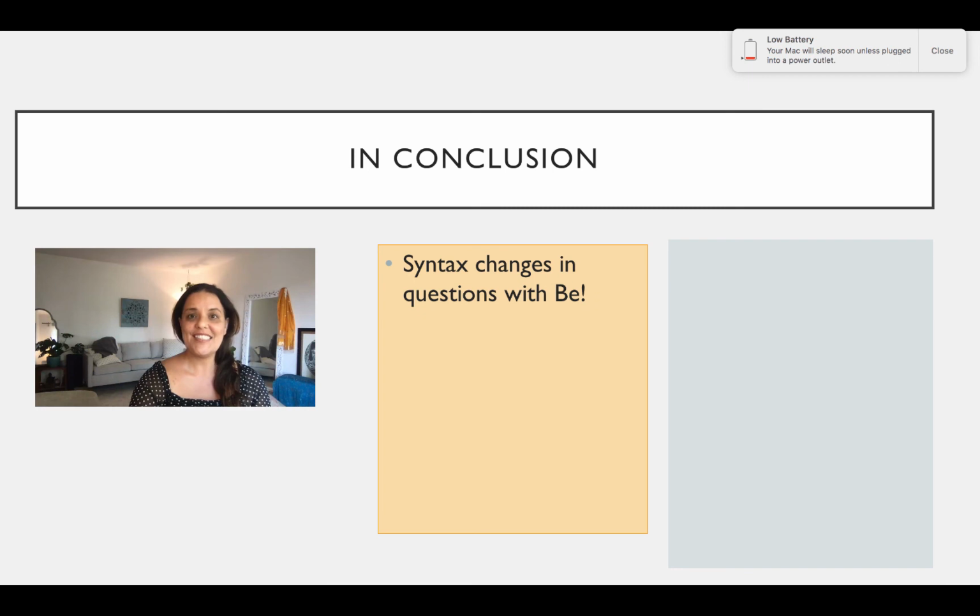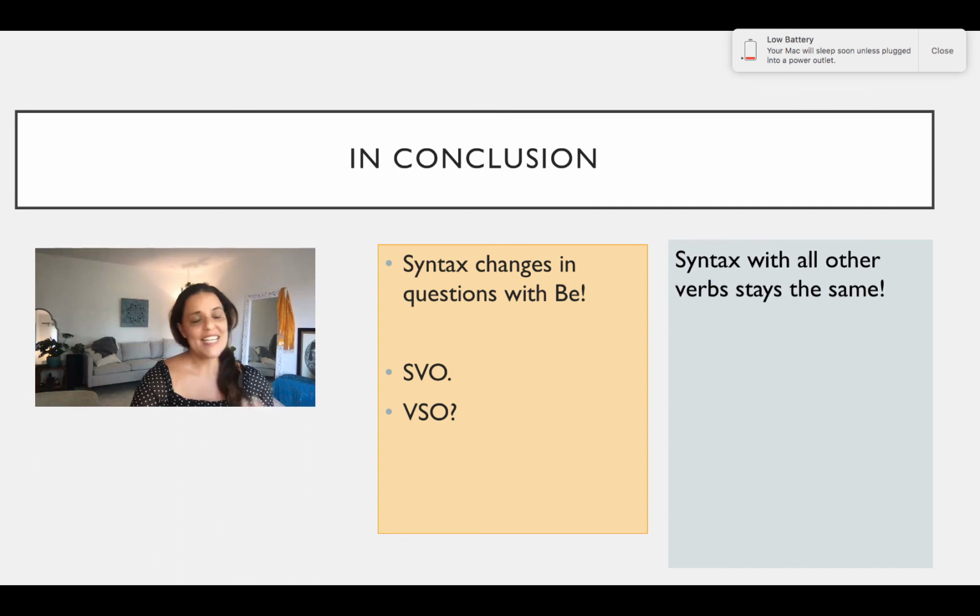In conclusion, syntax is really important, especially in questions with the verb be. Usually we have subject, verb, complete idea syntax, and in questions with the verb be, we have verb, subject, complete idea. Syntax stays the same when we have any other verb. We still have SVO order, but we need to include the does or the do support at the beginning of our question.